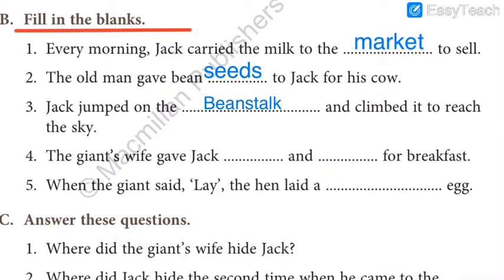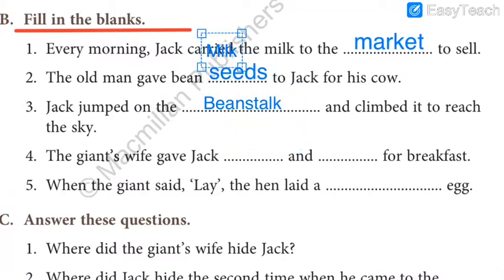Let us solve this. The giant's wife gave Jack dash and dash for breakfast. Now, what did the giant's wife give Jack to eat? Do you remember? Jack, when he reached to the sky, he saw giant's wife standing near the doorstep. So, when Jack insisted a lot to give the breakfast, giant's wife took him in the kitchen, and what did she give Jack to eat? If you remember, answer is milk.